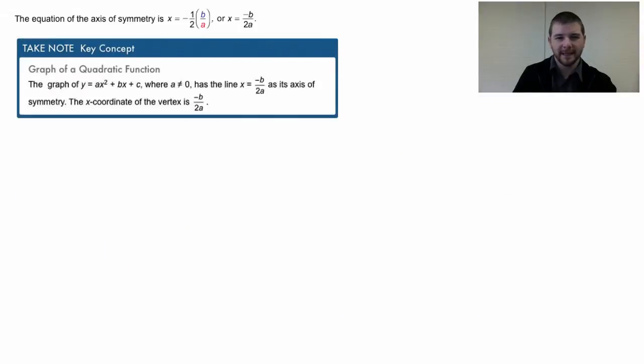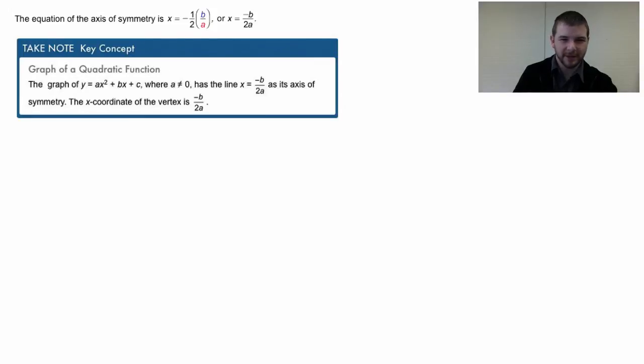And here's that rule stated explicitly for us. The equation of the axis of symmetry is x equals negative 1/2 times b over a, which can be written another way as x equals negative b over 2a. Should sound familiar at this point. A key concept, a good thing to take note of or add to your notes.